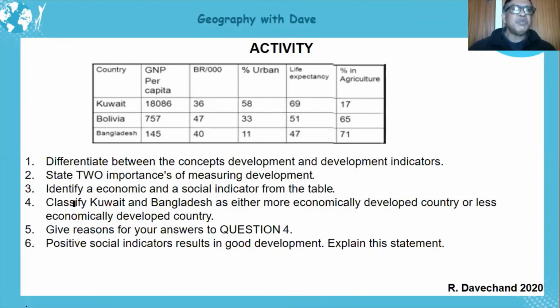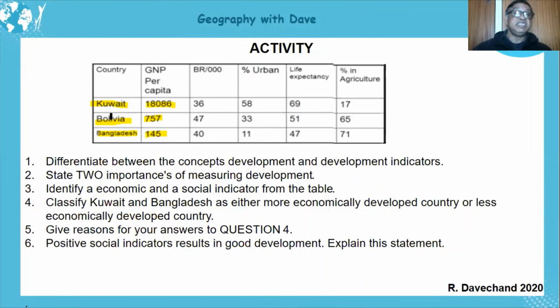Let's look at what's given to us. They gave us 3 countries: Kuwait, Bolivia, and Bangladesh. And they gave us statistics. Per capita is 18,086 in terms of dollars. Bolivia, 757. Bangladesh, 145. Massive difference, eh? You can already start looking at what it's saying.